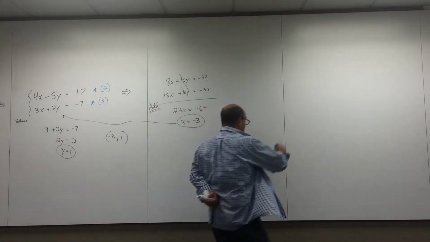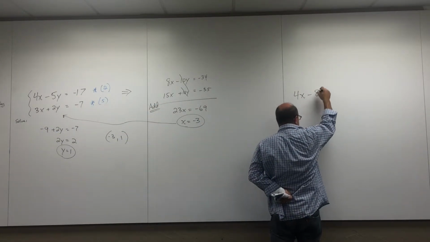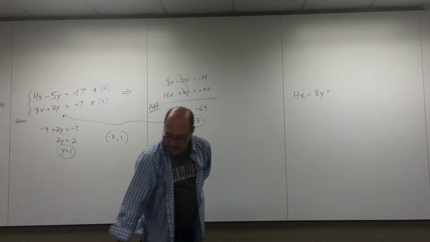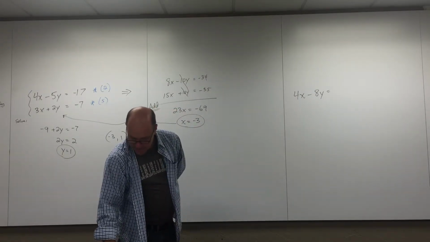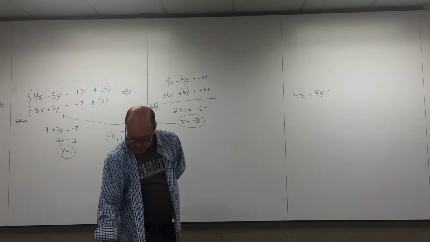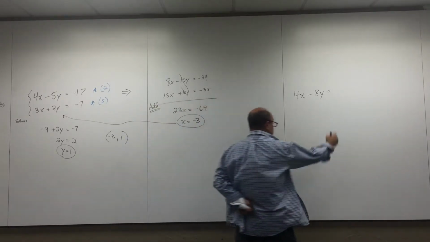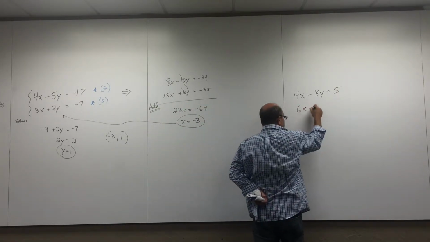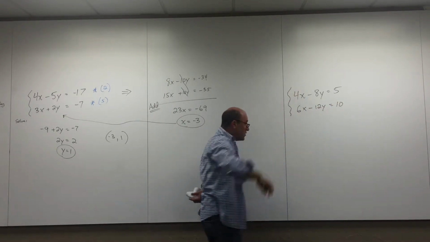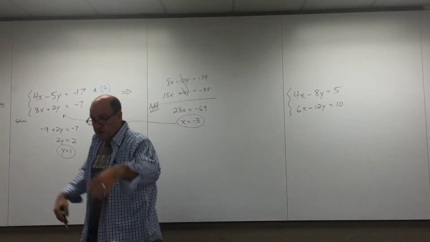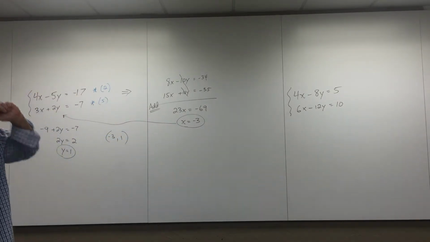Here's one. 4x minus 8y equals 5. 6x minus 12y equals 10. I'll just grab this out of the book here, which is a lot like your homework. All right, another system of two equations, two variables. Solve the system of equations.